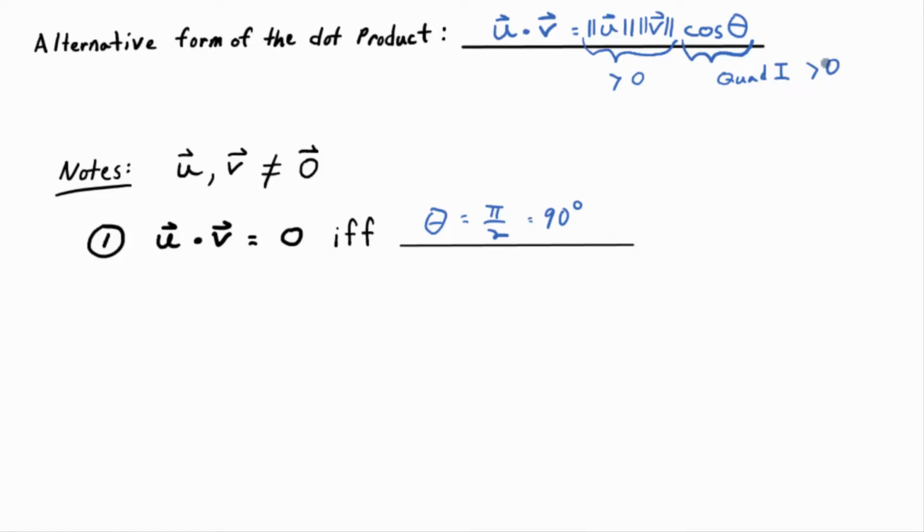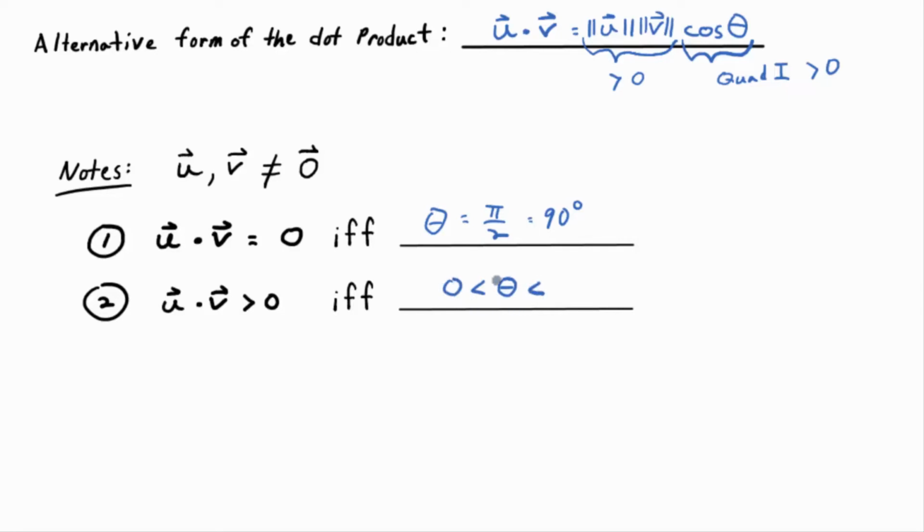So we know then for note number 2, u dot v is greater than 0 if and only if theta is in quadrant 1, if and only if theta is between, well, we'll talk about the endpoints in a minute, but between 0 and 90 degrees if you like degrees, or radians if you like. It really doesn't matter. So what about the endpoints? What about when theta is actually equal to 0 degrees or 0 radians? What's the value of the cosine of 0?